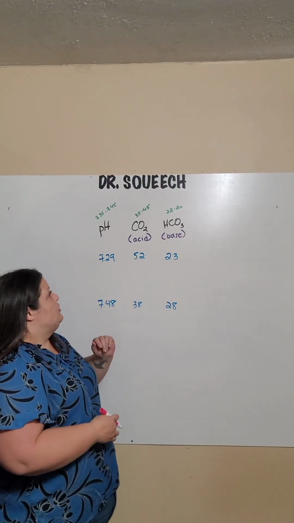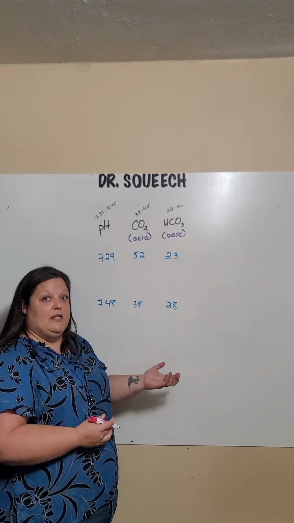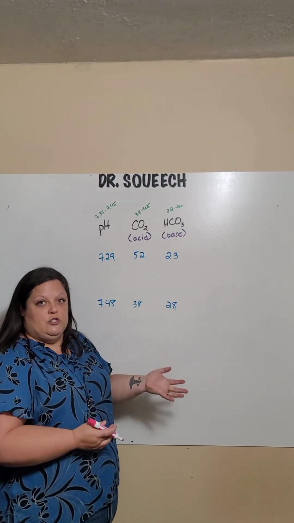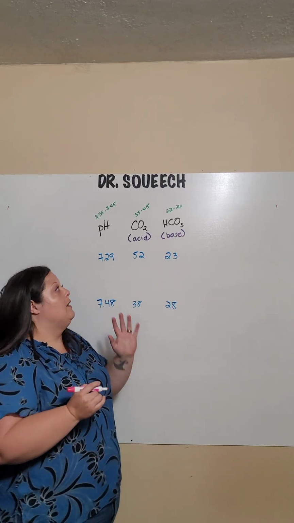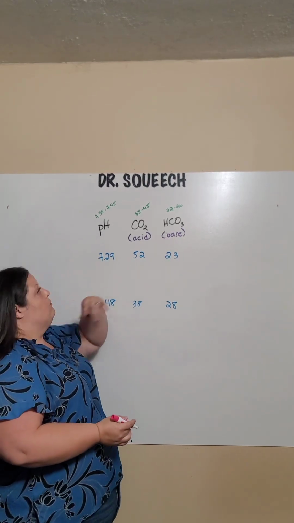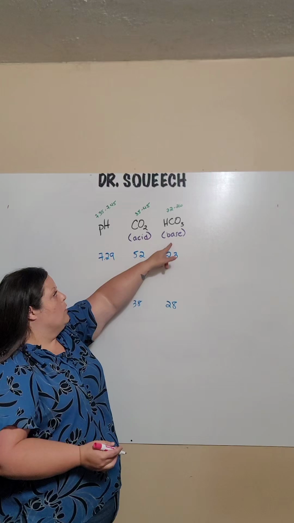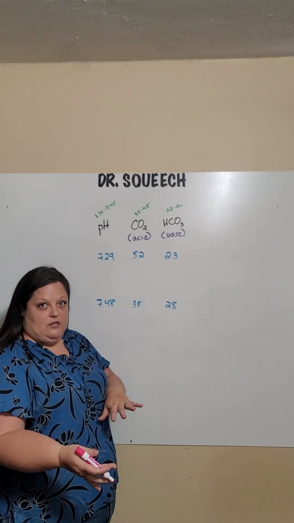With your CO2, your range is 35 to 45, and CO2 equates in the body to carbonic acid. Your bicarb is 22 to 26, and you equate bicarb in the body to base or alkaline. So the more CO2 you have, the more acidic you are. The more bicarb you have, the more alkaline you are, or on the basic side of the pH scale.